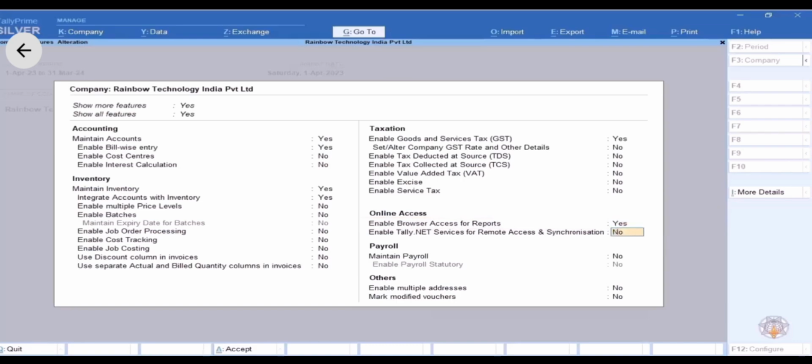Next option, enable Tally.net services for remote access and synchronization. Tally.net feature supports various technical features in Tally Prime. For example, to access Tally data remotely, we can configure remote access through Tally.net feature. Also, we can synchronize data through Tally.net to transfer data online.